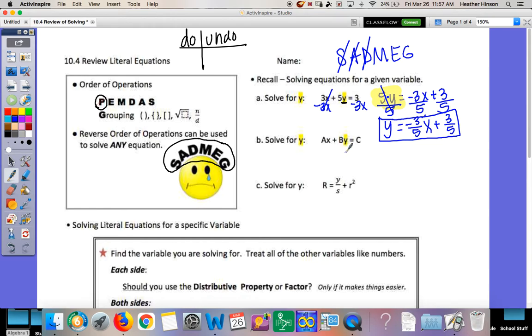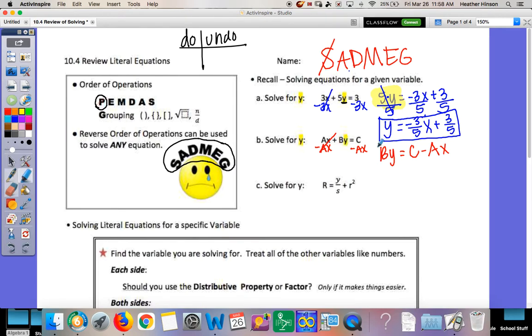You can do the same thing if it's just letters, if there's no numbers. You're still solving for y. So what do you see with y? Let me erase this. So SAD-MEG. Do you see anything being subtracted from y? No. Do we see anything being added to y? Yes. To y, we are adding ax. So we want to do the opposite. We want to subtract ax. So you'll have by left over, and then we just have this c minus ax.